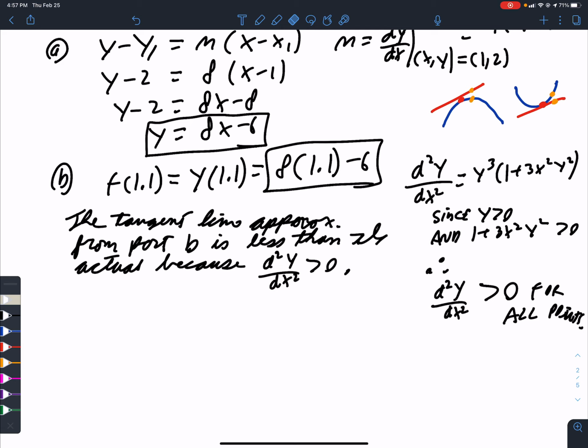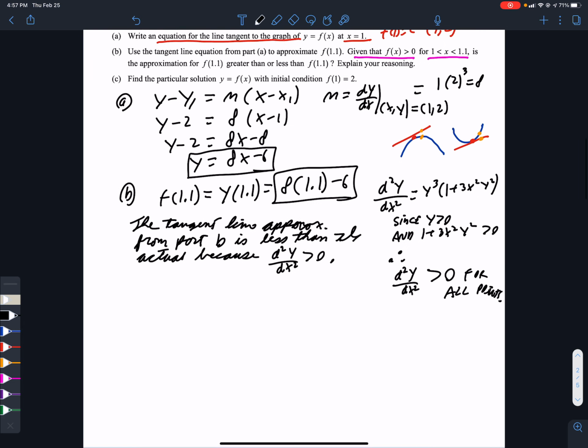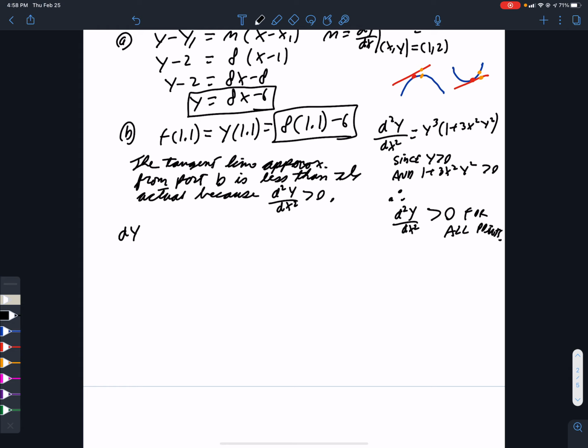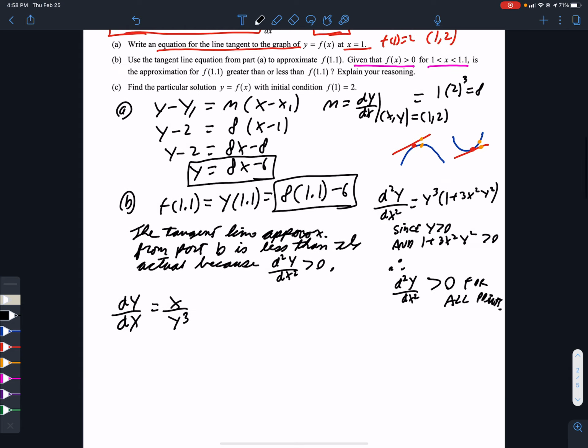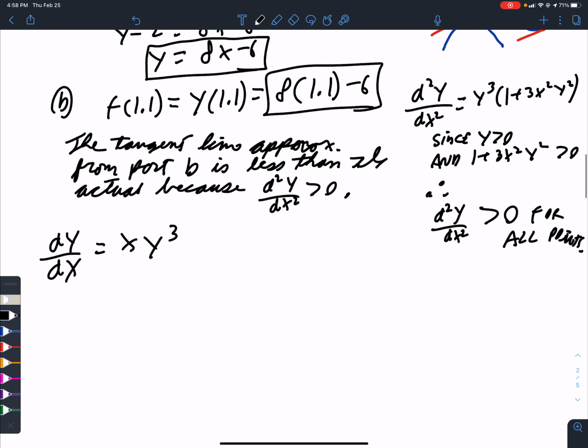Part C, find the particular solution that goes to the point 1, 2. So we're starting with our differential equation, xy cubed. Oh, times y cubed. Okay. So part C, they're asking for the solution to this differential equation.